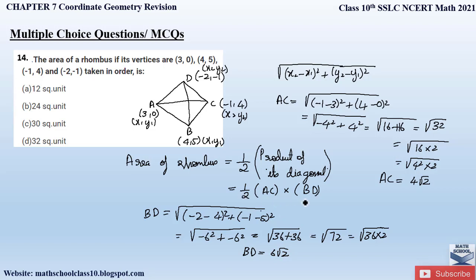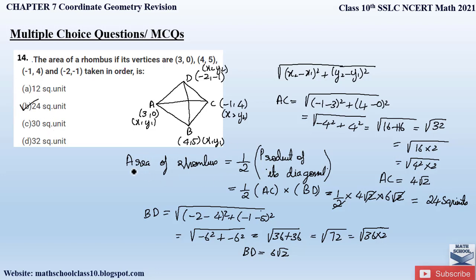Now let us substitute in this formula. So substituting in this formula, we get half into AC, we got as 4 root 2, and BD we got as 6 root 2. Right? What is root 2 into root 2? Root 2 into root 2 is nothing but 2. So this root 2 into root 2 and denominator 2 will get cancelled, and 6 4s are 24 square units is the area of the rhombus. So our correct option is option B.